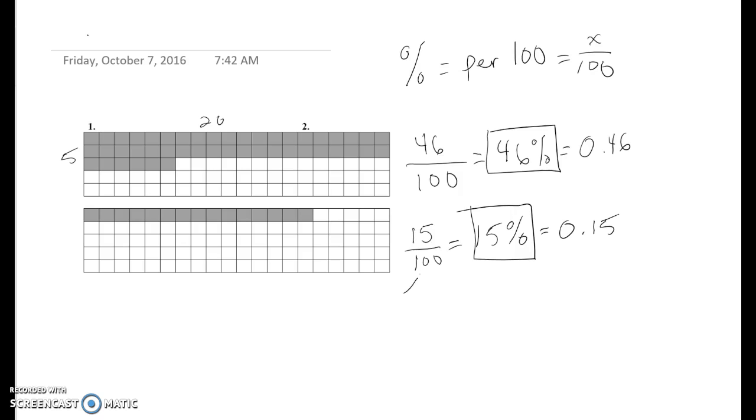We need percent to be out of 100. Okay, percent is always out of 100. That's very, very important. Alright, so let's move on to the next one.